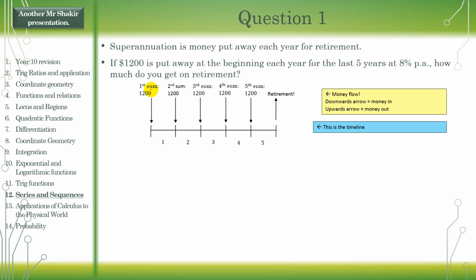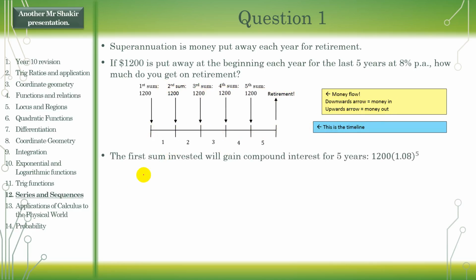So I put money in, $1,200 at the beginning of the first year. Putting money in the beginning of each year. First year, second year, third year, fourth year, fifth year, right? And then at the end of 5 years, we took the money out. So this is the timeline, this is the money flow. Downwards arrow means money coming in, upwards arrow means money taken out of the bank.